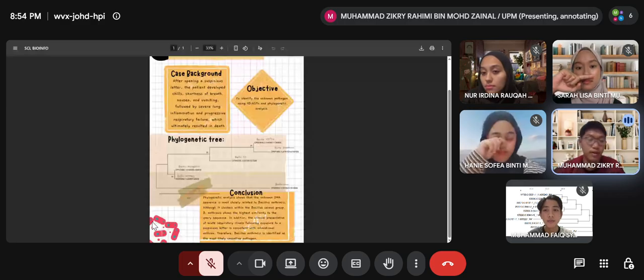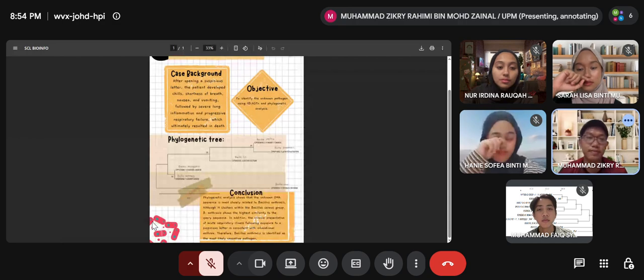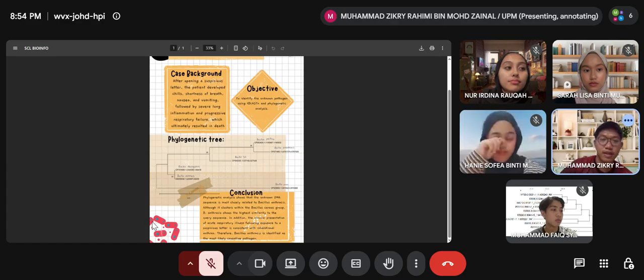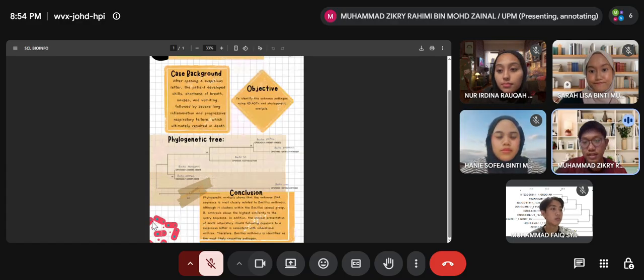Okay. For my part, which is case 4, I will be presenting. Our objective was to identify an unknown pathogen using T plus N analysis and phylogenetic analysis because we got the protein X sequence. So first, let's look at the case background.